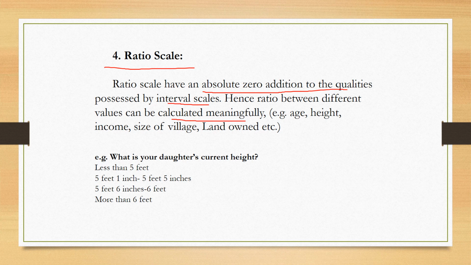Here one question is given. For example, what is your daughter's current height? It is less than 5 feet, 5 feet to 5 feet 5 inches, 5 feet 6 inches to 6 feet, or more than 6 feet. So these are given as ratios, and where the ratio is present, that is identified.